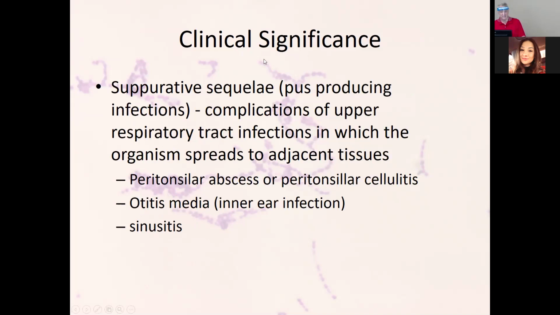So clinical significance of the strep, which one are we on? Pyogenes? Suppurative sequelae, meaning pus-producing infections, and we get complications in the upper respiratory tract. We get peritonsillar abscesses, so you will see pus pockets, as they call them, in the back of the throat. You will have otitis media, which is inner ear infection if it goes unchecked, and definitely causing sinusitis from being there.